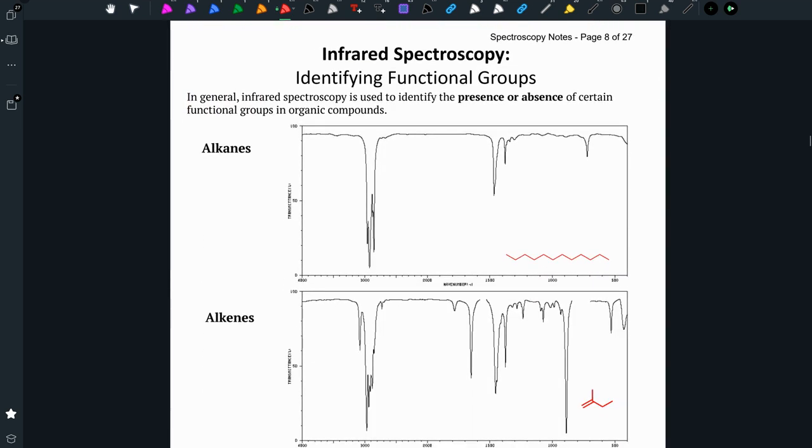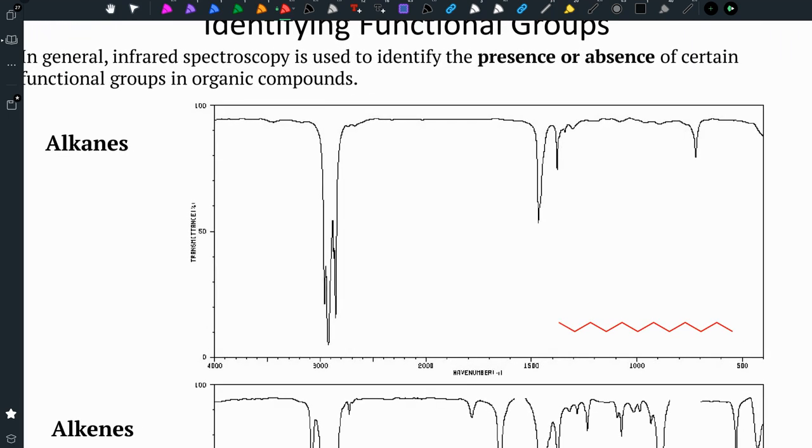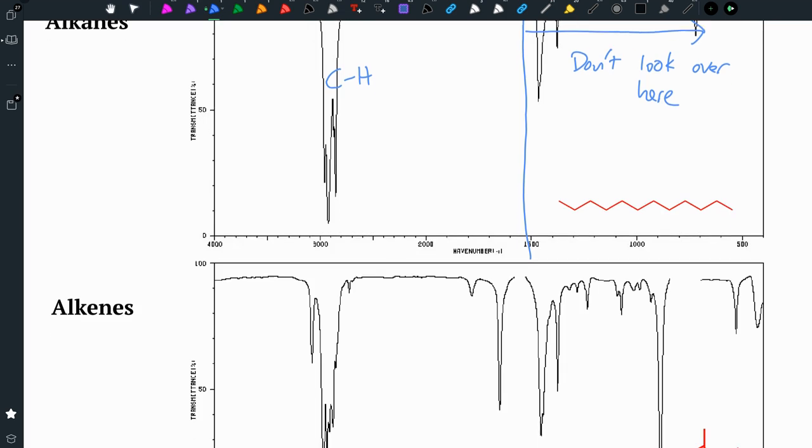All right, so this first one is an alkane, and it's pretty boring, right? You've got your CH peaks over here, pretty boring, and then nothing until you get to below 1,500, right? So I'm usually cutting myself off there, and I'm not looking over here. But this is a boring molecule. The IR doesn't tell us much.